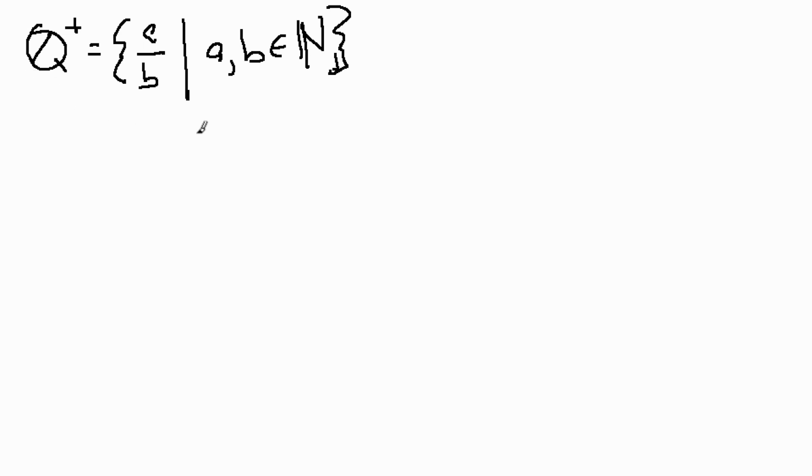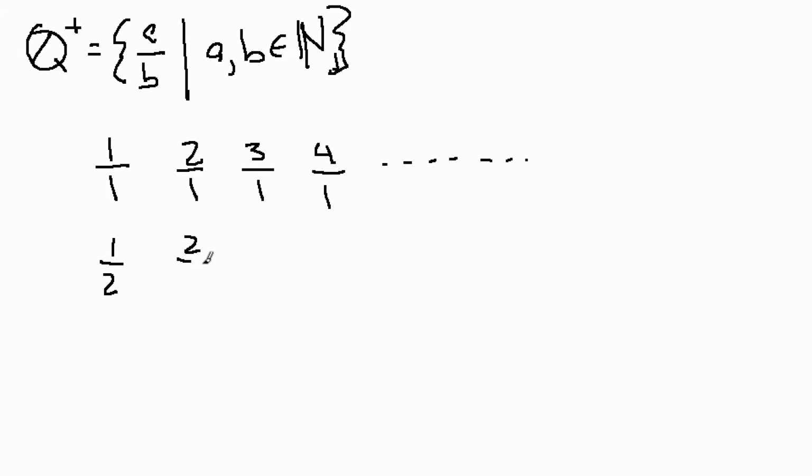What I'm going to do is make a square here, and I want you to watch how I do this. This is going to be 1 over 1, 2 over 1, 3 over 1, 4 over 1, and this goes on forever and ever and ever. And then I want to come down a row, and I want to do 1 over 2, 2 over 2, 3 over 2, 4 over 2, and that goes on forever and ever.